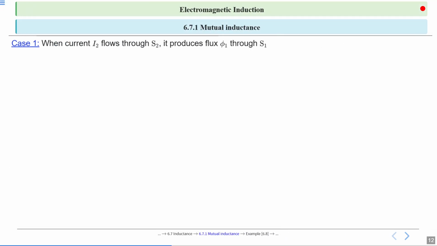So case 1, we are going to discuss two cases. Case 1 is when current I2 flows through S2. Case 2 will be when current I1 flows through S1. We are going to discuss both the cases when current is flowing through any one of the coils. So case 1, when current I2 flows through S2, it produces flux phi1 through S1.